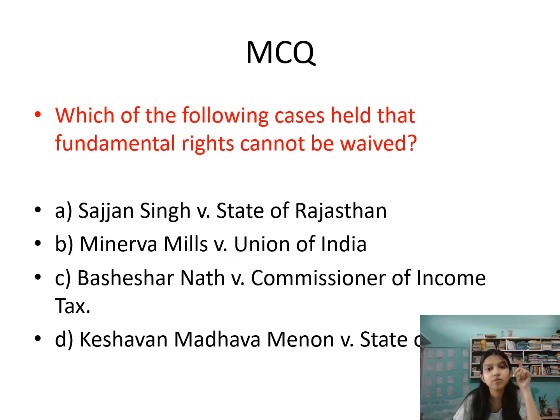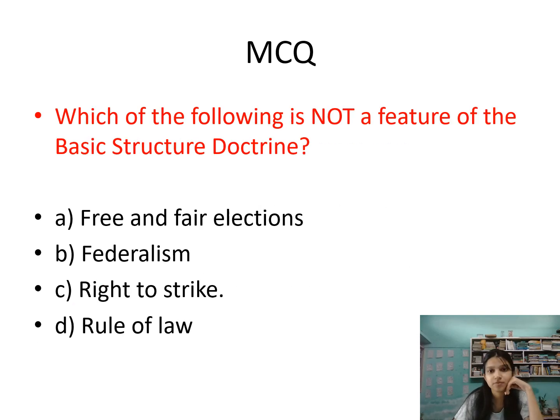The next question we have: which of the following cases held that fundamental rights cannot be waived? Sajjan Singh versus State of Rajasthan, Minerva Mills versus Union of India, Kesavananda Bharati. So the case where it was held that fundamental rights cannot be waived, the answer would be option C. The next question: which of the following is not a feature of the basic structure doctrine? Free and fair elections are a part, federalism is a part, rule of law is a part, while the right to strike is not a fundamental right and not a part of the basic structure doctrine. So option C would be the correct answer here.